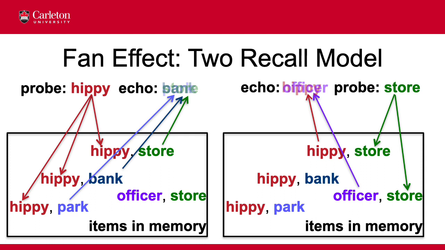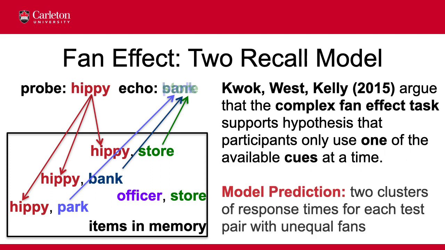What the participant recalls from memory is then compared against the other item, either hippie or store, and if it is a match, the participant decides that the pair appeared in the study set. It could be that any individual participant makes only one of these two possible recalls, hippie or store, for the pair hippie-store, and the fact that the response time is a function of the fans of both hippie and store is an artifact of averaging across participants.